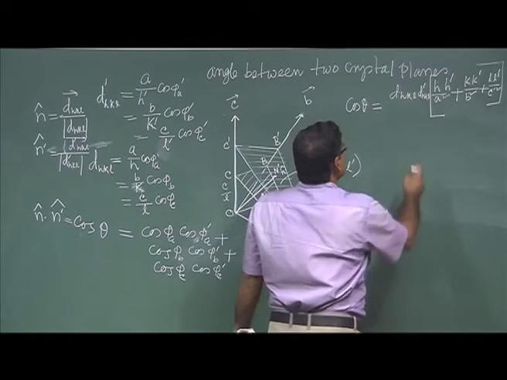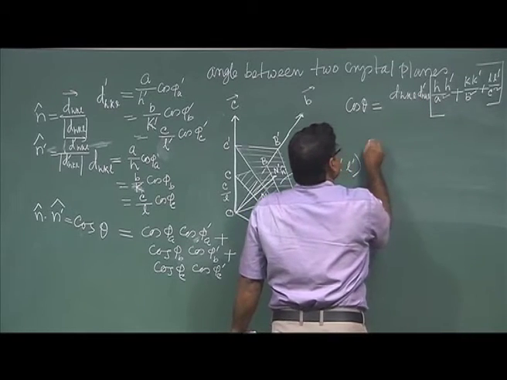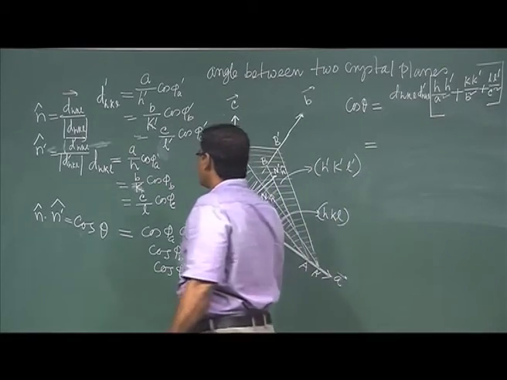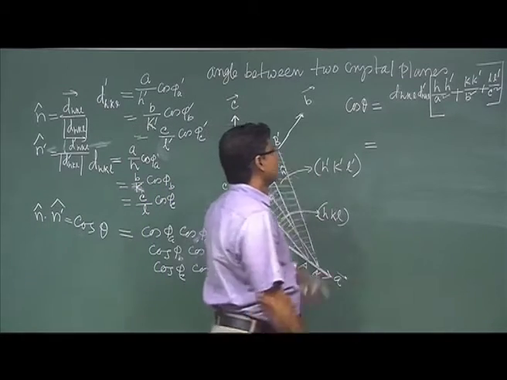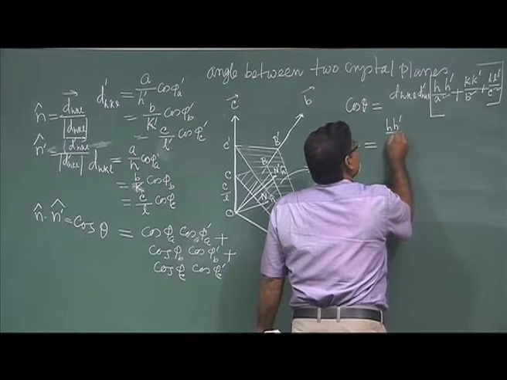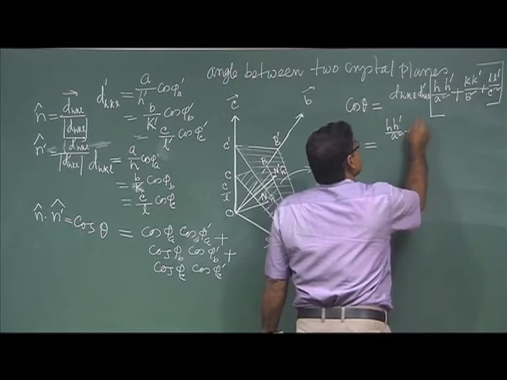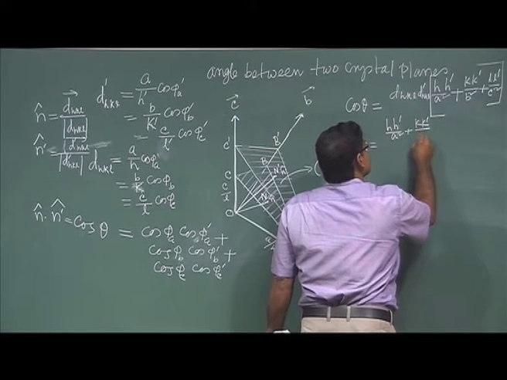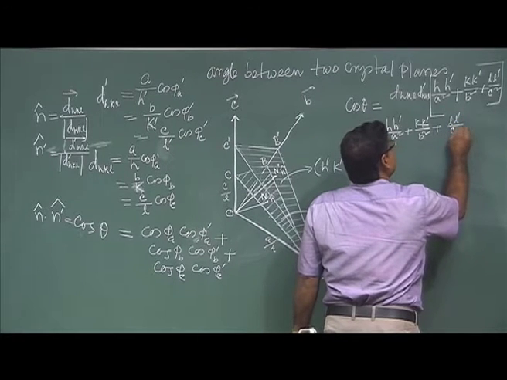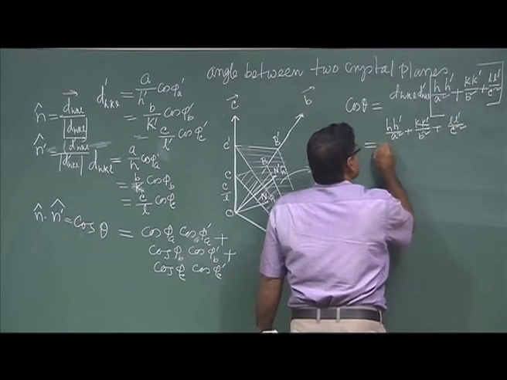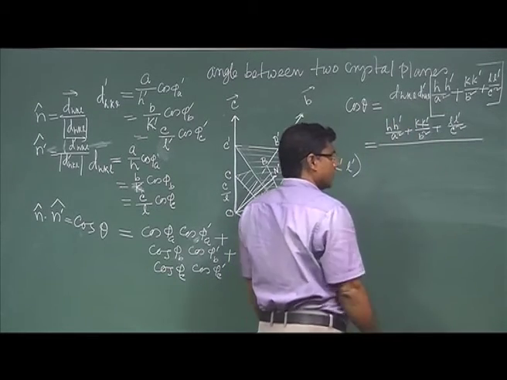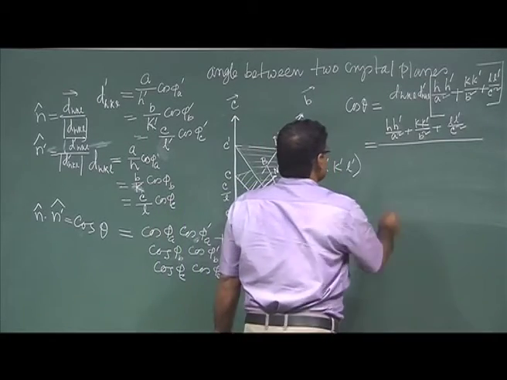Okay. Now, D H K L, that we have seen, what is the value? So if we put H dash by A square plus K dash by B square plus L dash by C square, right, divided by the D H K L value. So what was that?